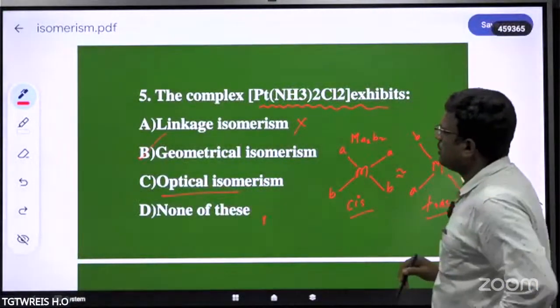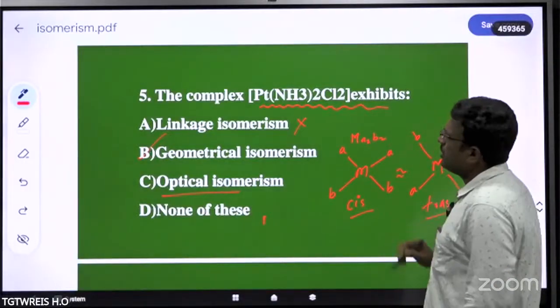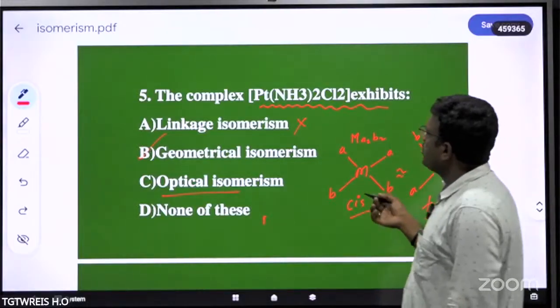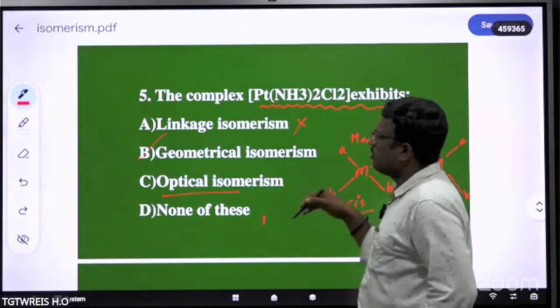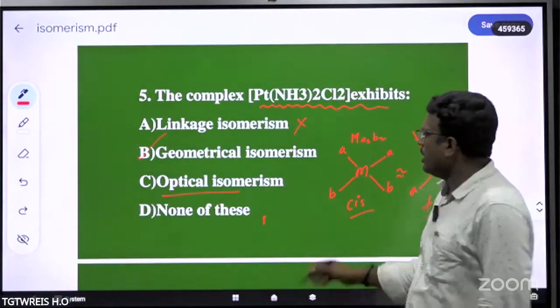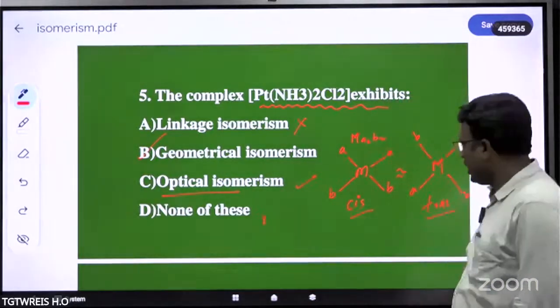So geometrical isomers are nothing but cis-trans isomers. Okay, so what does this show us here? So these are called as optical isomers. Cis-trans isomers are called as optical isomers. Okay, but this is also right. So not a linkage isomers.